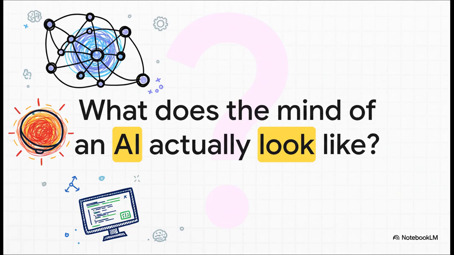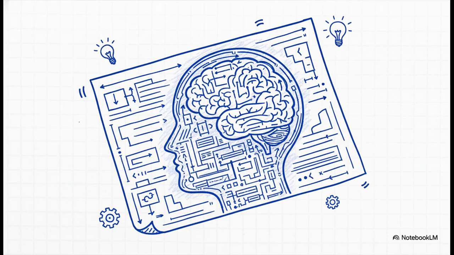When you try to picture the mind of an AI, what do you see? Is it one of those crazy diagrams with a million glowing lines? Some kind of pulsing orb from a sci-fi movie? The reality, it turns out, is a little more down to earth and, honestly, way more fascinating. Because get this, it looks like this.